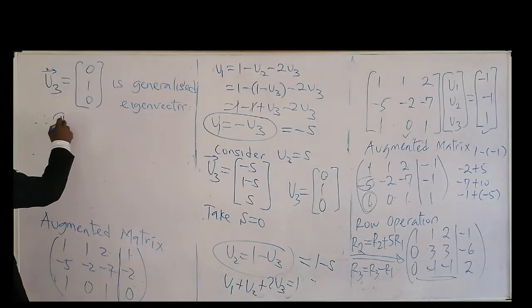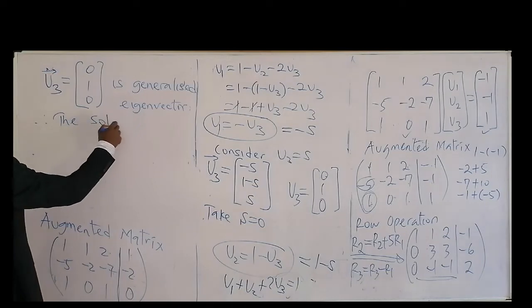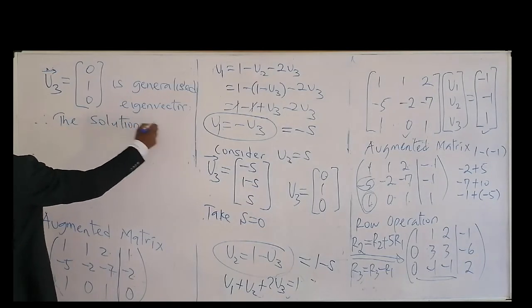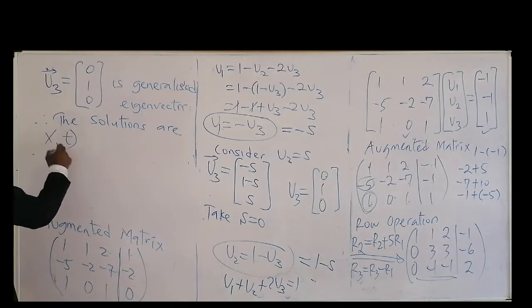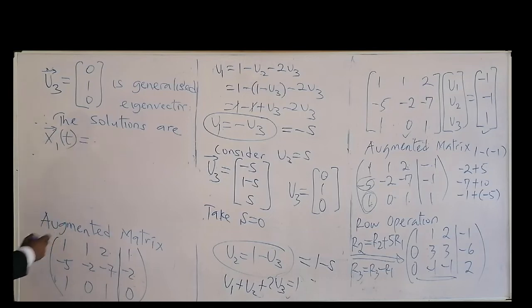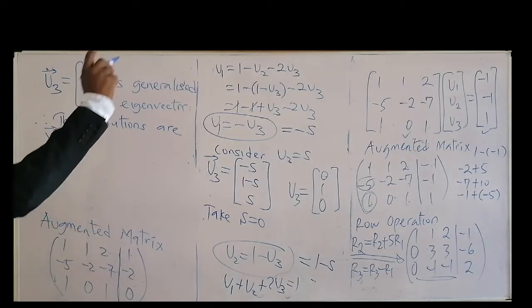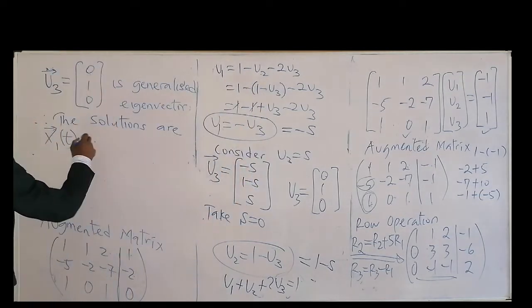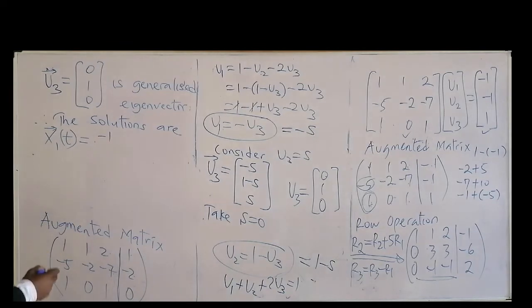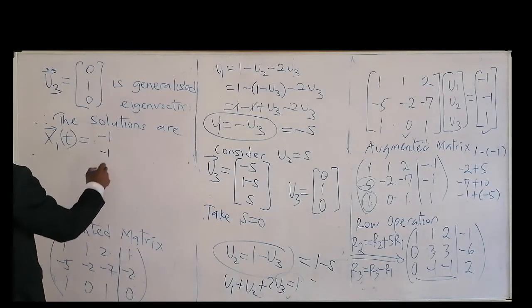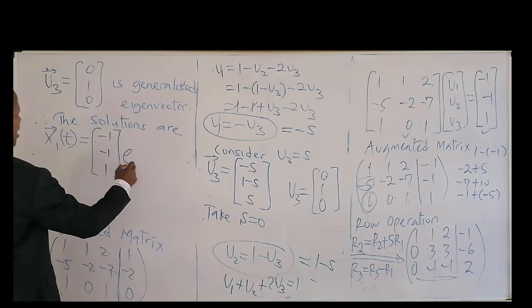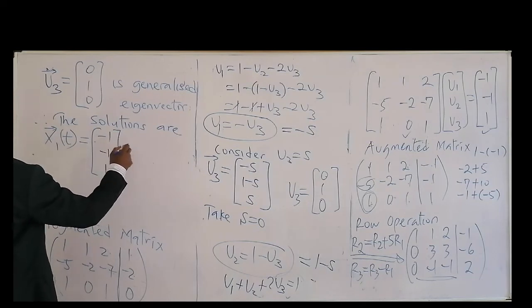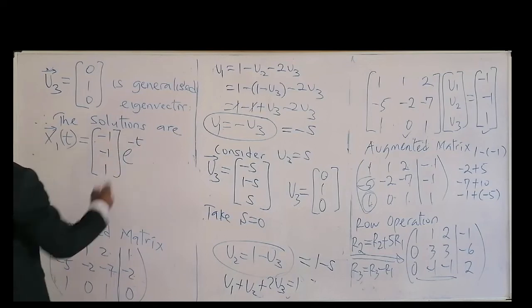Therefore, the first solution will be equal to U1. We have it, or U1 is this one. That's minus 1, minus 1, 1 times what? Exponential to power minus t.